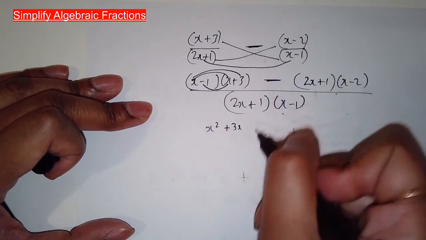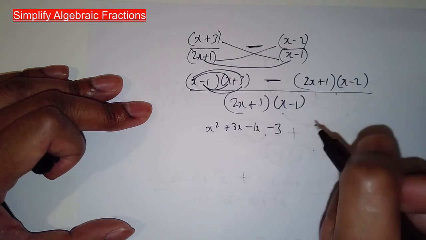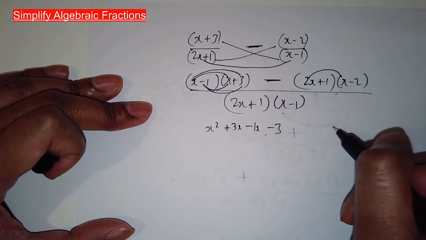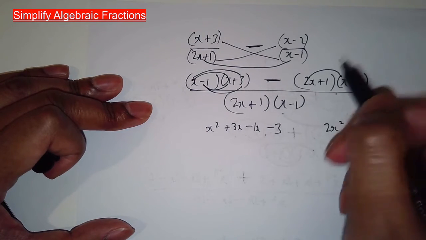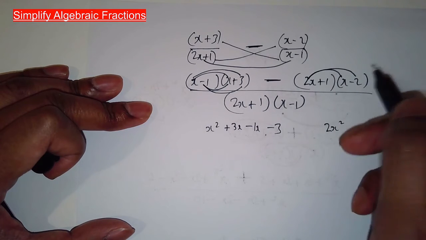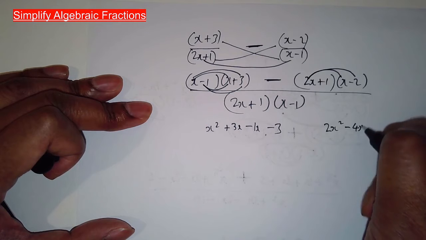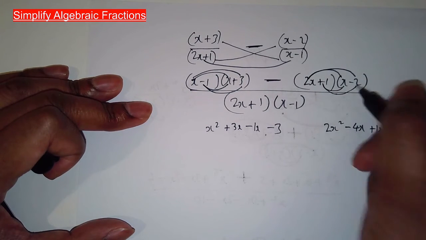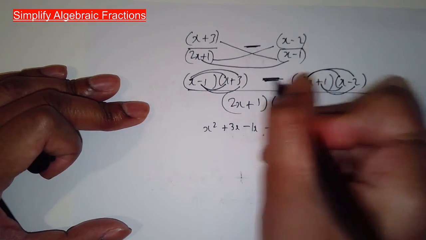Negative 1 times x, negative 1x, and then negative 1 times 3, negative 3. Right, let's do this bit now. 2x times x, 2x times negative 2, negative 4x, 1 times x, and then 1 times negative 2. Don't forget there's a minus.